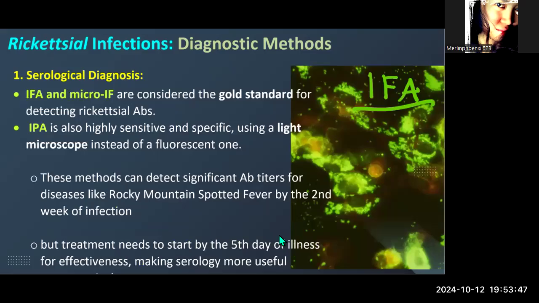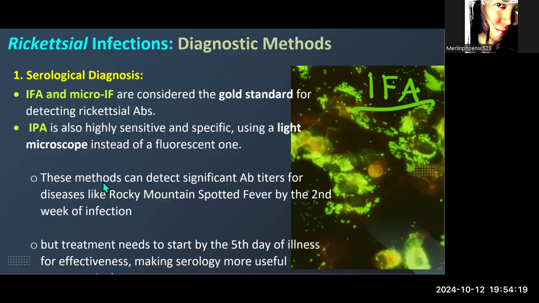And then now we have IFA and micro-IF. They are considered as the gold standard for detecting rickettsial antibodies. So this is an example of the result coming from a patient positive for Rickettsial infection. And then IPA is also highly sensitive and specific using light microscope instead of a fluorescent one. But our IFA and micro-IF, this is just one of the examples of the results.